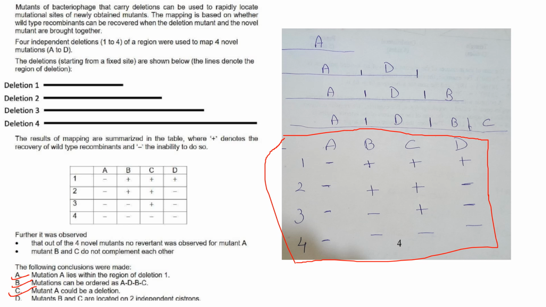It is not on independent cistrons but on different regions. So D is not correct. So answer is A, B and C.